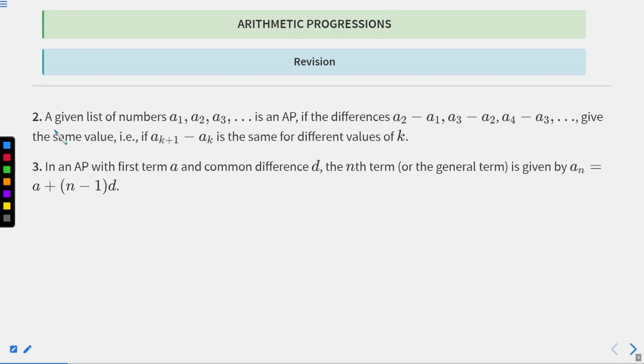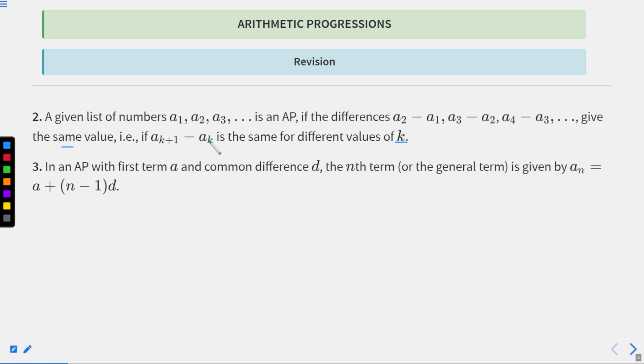Next point: a given list of numbers a1, a2, a3, and so on is an AP if the differences a2 minus a1, a3 minus a2, a4 minus a3, and so on give the same value, that is, if a(k+1) minus a(k) is the same for different values of k. Then this list of numbers is an AP.